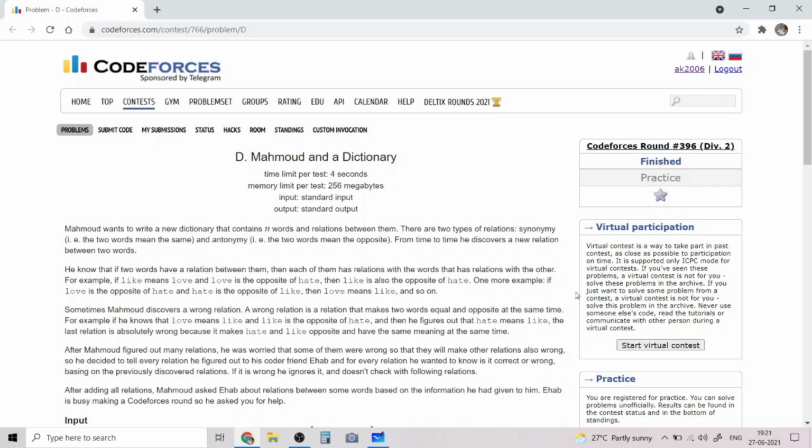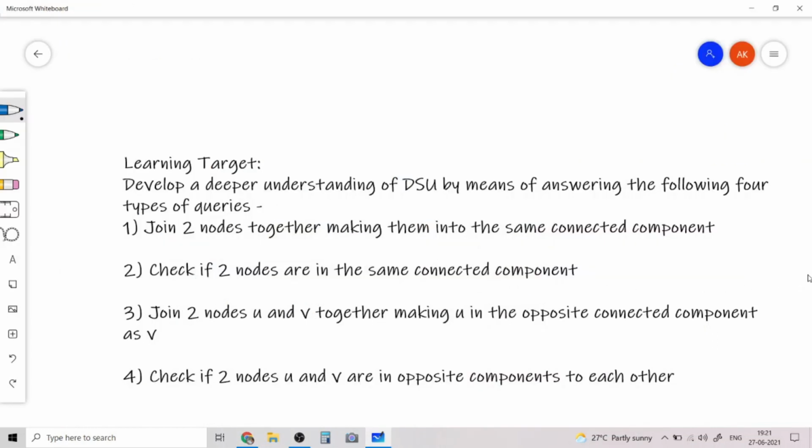Part 1 will build the idea required to solve this problem, and part 2 will explain how the data structure explained in part 1 can be used to easily solve this problem. So this brings us to the learning targets for this problem, which is to be able to understand the DSU data structure better by means of answering the following four types of queries.